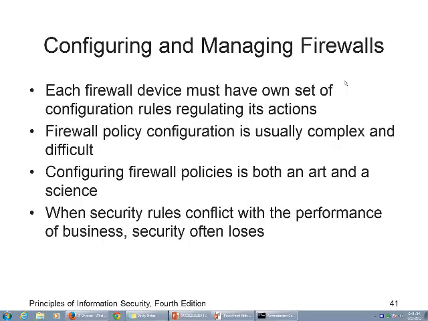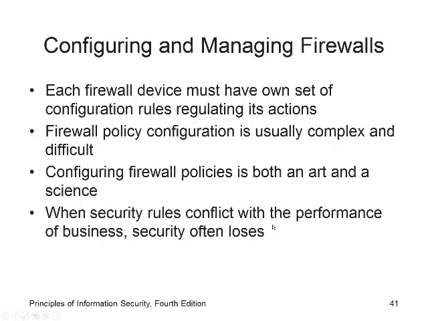It says, when security rules conflict with the performance of business, security often loses. Think about it. We want our network to be secure, but it's darn slow. So what's going to happen? We're going to speed it up a little. Because that thing I just showed you had quite a few rules on there. Every packet that came in has to be checked against every one of those rules. Kind of tough. Okay?